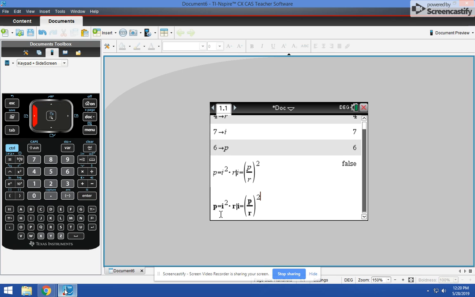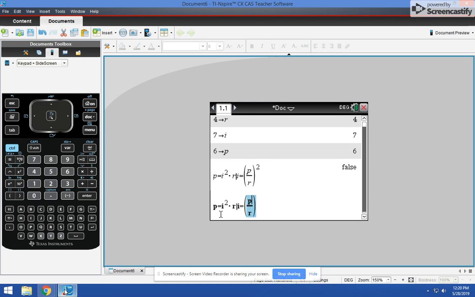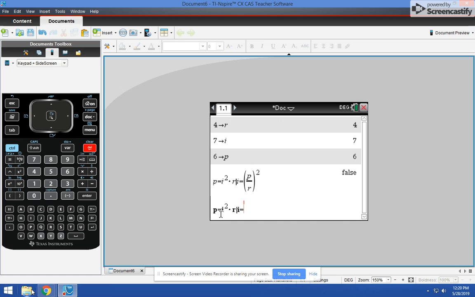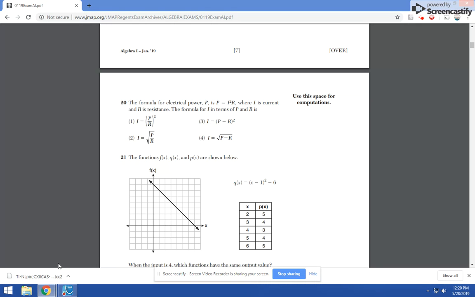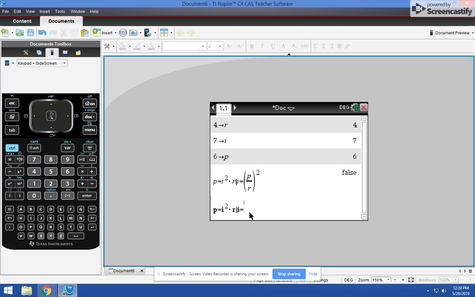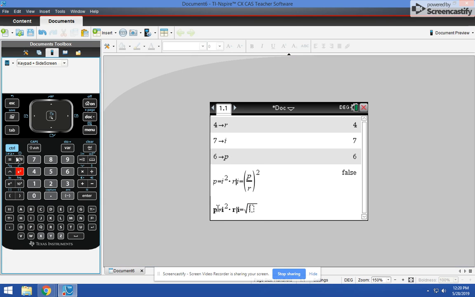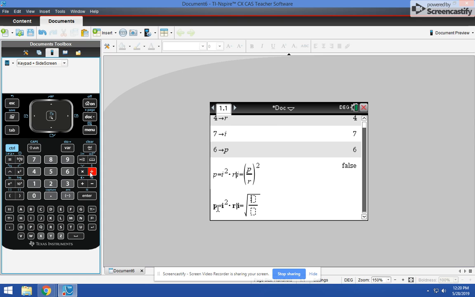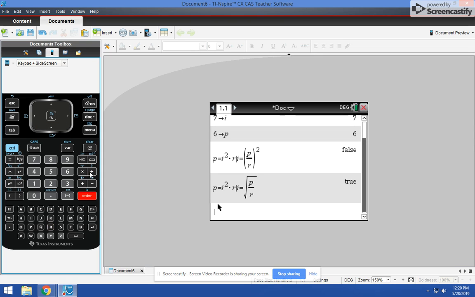So we'll bring this back down, and we're going to try the next option, which said, does this equal the square root of P over R? So I equals the square root of P over R. It says true, you've solved your literal equation.